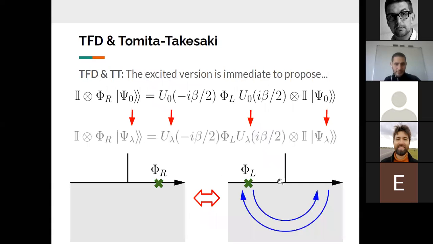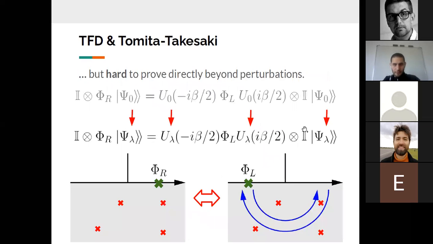But the interesting thing is that if you've been following me up until now, the excited version of this must be very easy to make. It's just replacing 0 by lambda everywhere. So one would do something like this, and one can then define a different state in terms of this constraint. I will make a comment here that may not be clear now, but feel free to ask if you want.